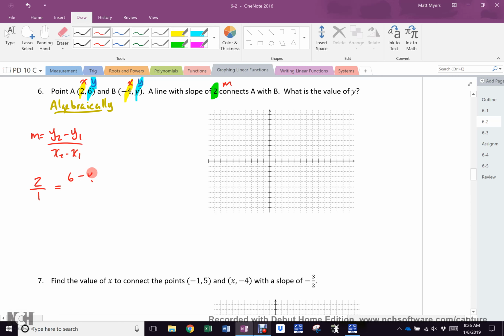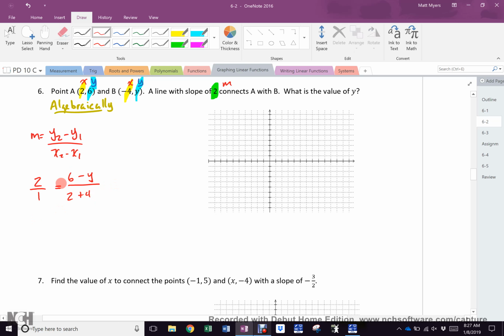Y over. Now, if 6 was y2, what does that make 2? x2. So I write 2, then what? Minus 4 or plus 4. So, everybody is cool with that, yes? All right, so I'm just going to change that to plus 4.